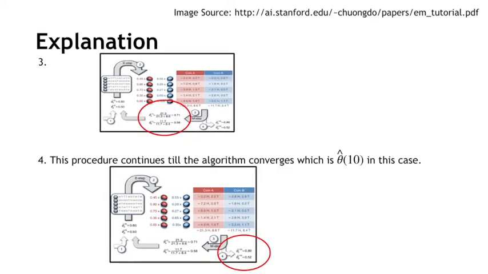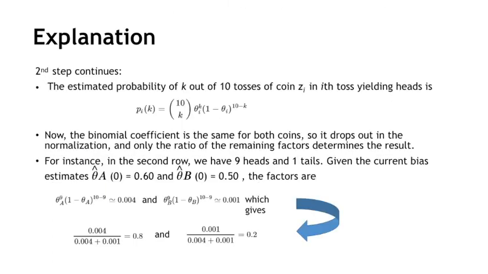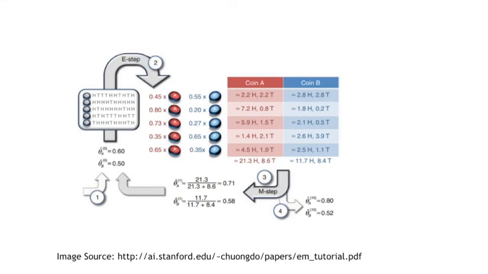Now we would move forward and go to the third step. What we are doing here is exactly what we have done for maximum likelihood estimation. This figure is not very visible, so I would go back to the main figure. After completion of step 2, that is after calculating all the probabilities and the weights, finally for coin A we have got head as 21.3 and tail as 8.6. Similarly for coin B, head is 11.7 and tail is 8.4.